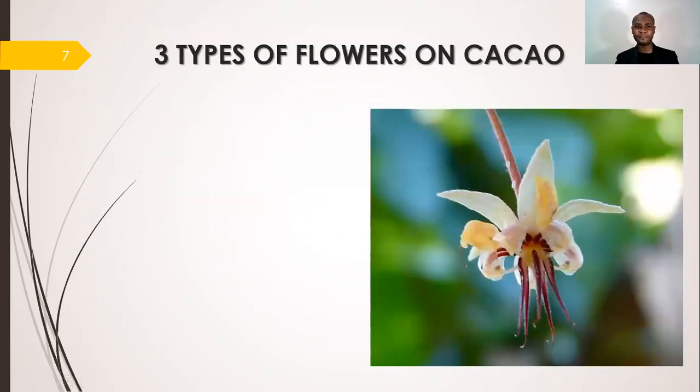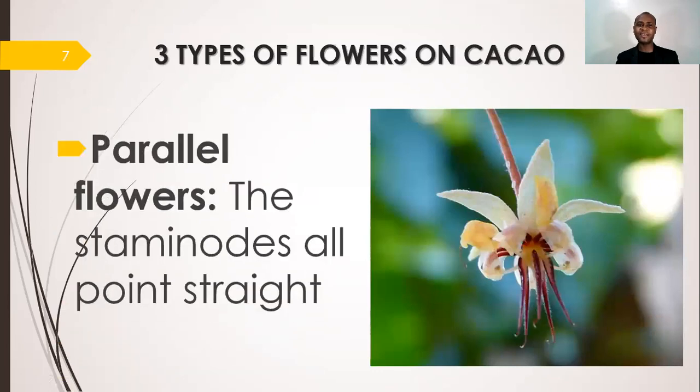It's completely covered. So pollen from here finds it difficult to fertilize in this particular type of flower on the cacao tree. Now the second type of flower is called the parallel flowers. So over here, the staminals all point straight. They are not like the convergent. So they are straight, so they are called parallel. So in here, fertilization is not as difficult compared to the convergent.